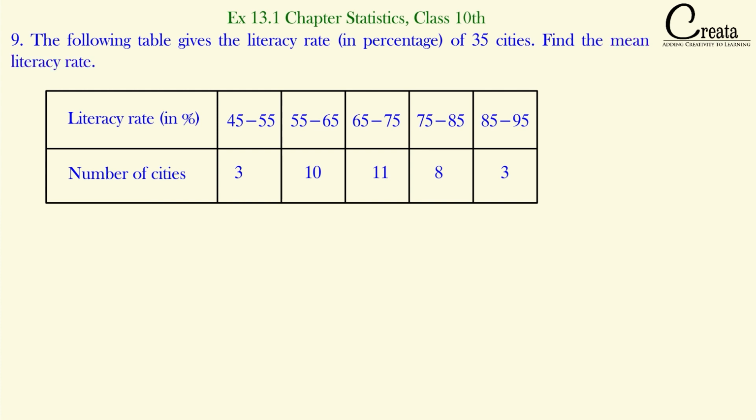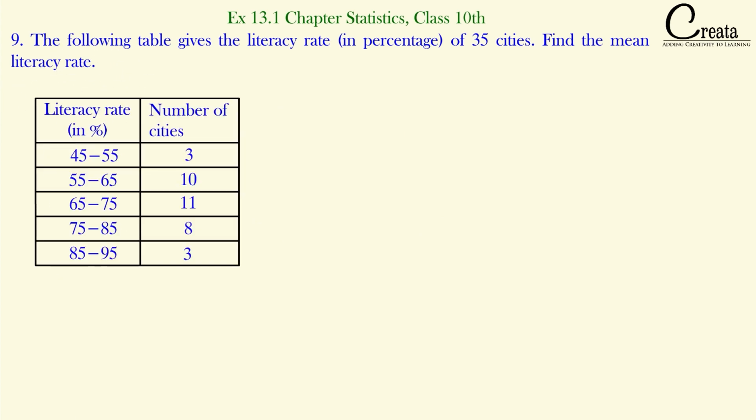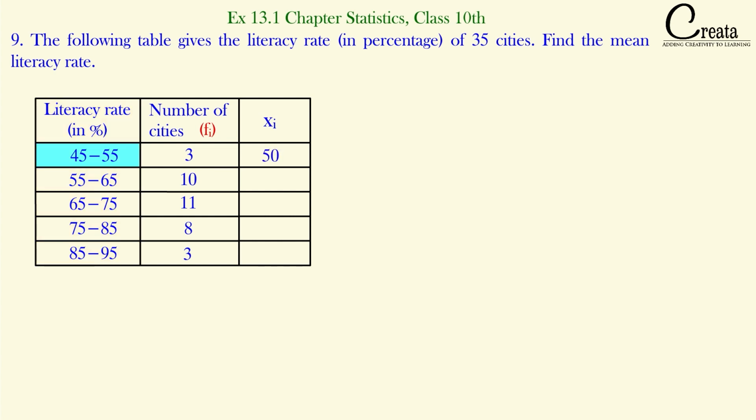So let's take down the question. Our first step, let's convert all the rows to columns. We got our standard table. This is the range and the number of cities is the frequency. Our next step, we will find xi, that is the observation. And how do we do that? We find the midpoint of the range. First row 45 to 55, the midpoint is 50. You can directly identify the midpoint, or you can use the formula, lower range plus upper range upon 2. This gives our xi as 50.